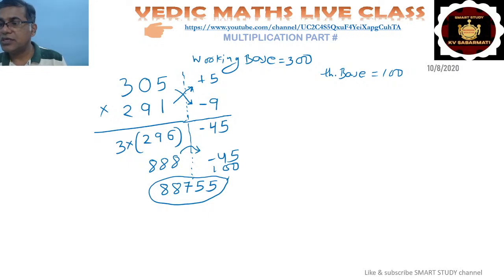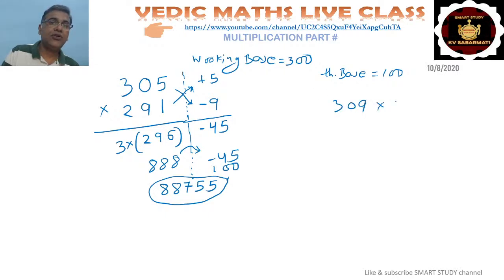Daksh has asked a question. If you are taking 100, then it is not a problem. 100 into 309 is simply 30900. Okay, no problem.